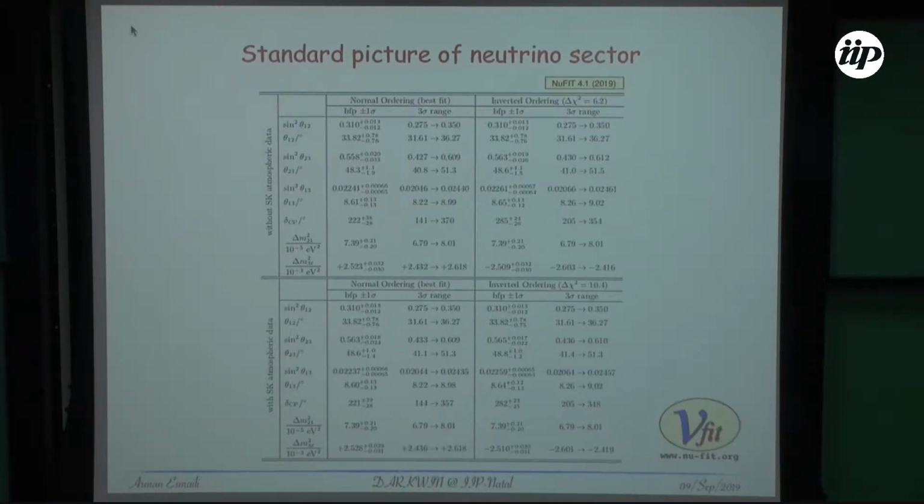And you have a very good fit to the data. You can take all the data that we have from the reactor, atmospheric, accelerator, and so on, and fit it to this picture of the 3 by 3 matrix. These are the values that you find for all the parameters. We still don't know normal or inverted, but within each paradigm, we know more or less exactly the values of the parameters except the CP violation.